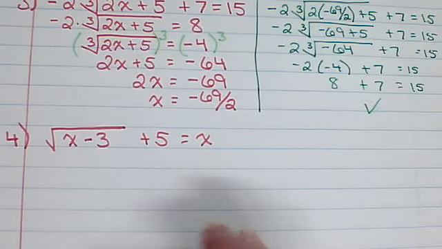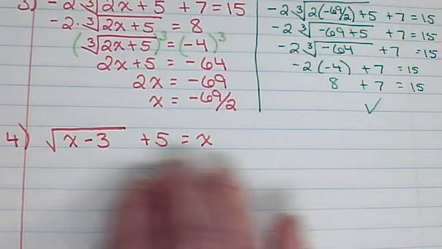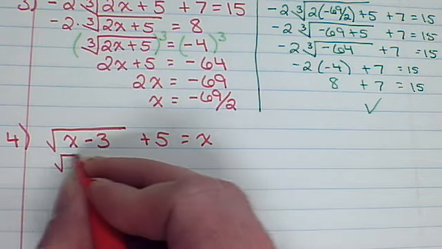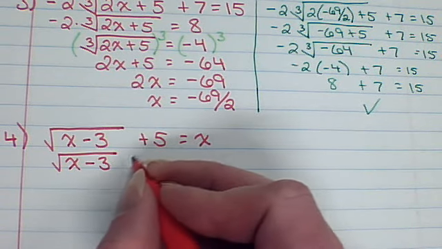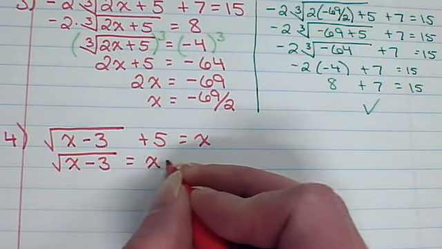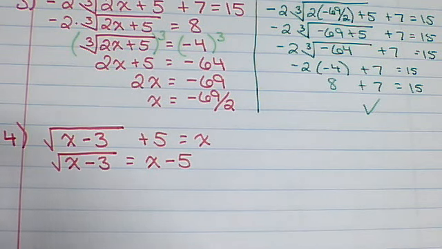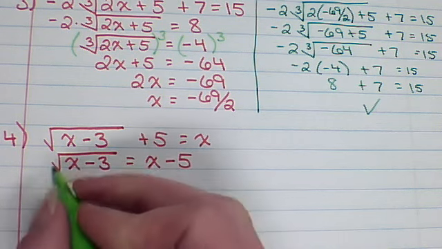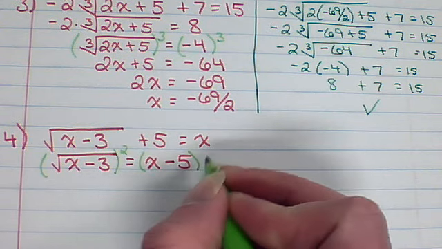All right, so again, we have something being added to our radical, so we need to move it. I'll need to subtract 5 from each side. That would give me x minus 5 on the right. Now that the radical is isolated, I need to raise both sides of the equation to the same exponent. Since this is a square root, I'm going to square both sides.